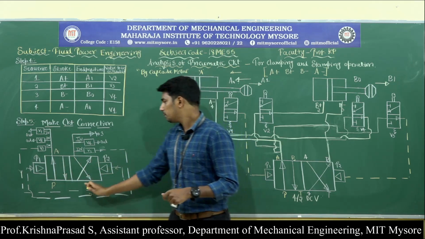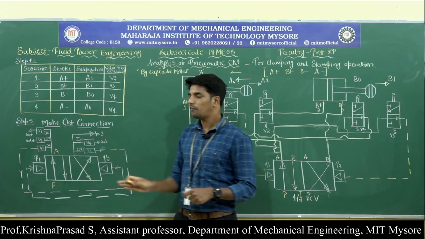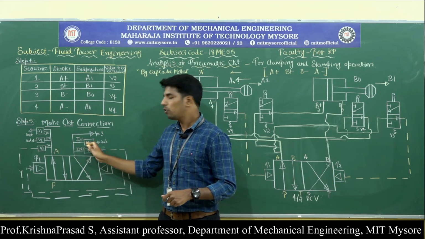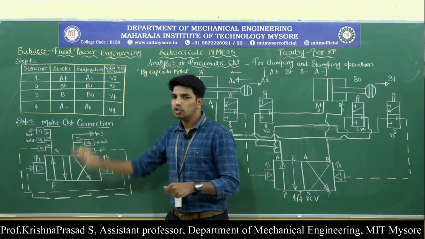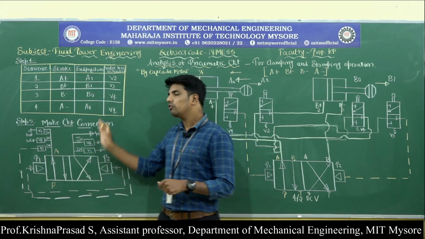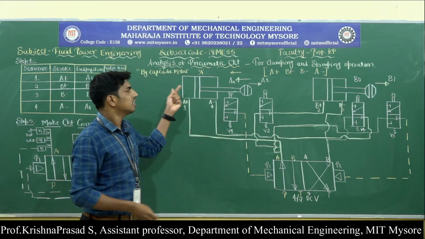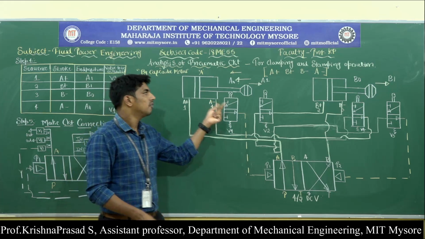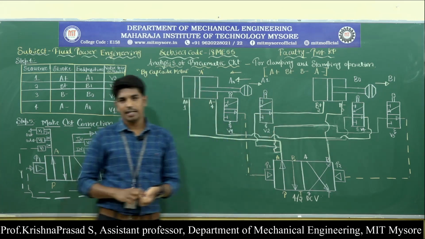Then this pressurized air enters into the V3 output. After that, the pressurized air enters into the valve V4 input and then to the valve V4 output. Then this cycle is going to repeat. So this is the circuit connection we need for the analysis of the pneumatic circuit for clamping and stamping operation with the sequence A plus, B plus and A minus.